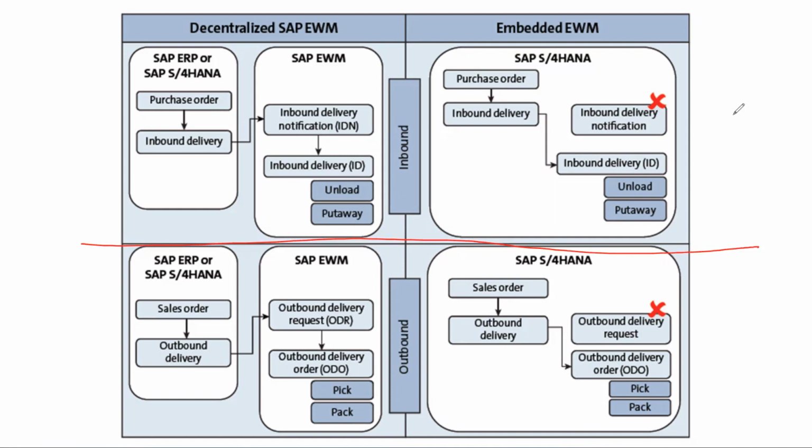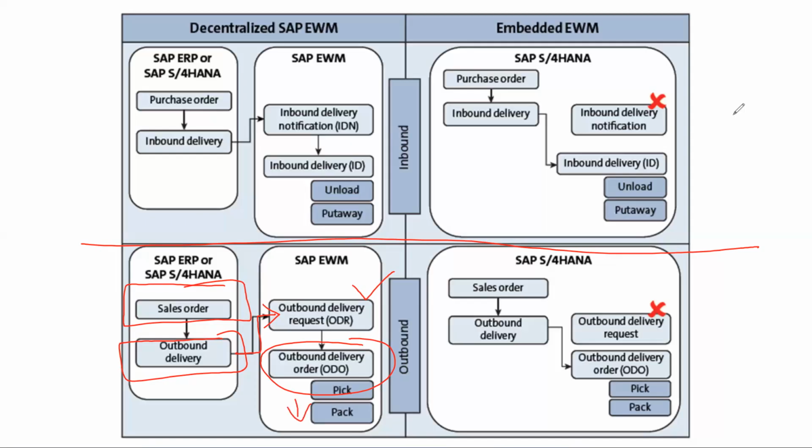In decentralized, first we are going to create the sales order. Based on the sales order, outbound delivery will be generated. Then this outbound delivery will be distributed to the EWM. After that, we're going to create the outbound delivery request. This is the first thing we will do on the decentralized EWM side. Next, we're going to create the outbound delivery order. Then pick, pack, and goods issue. That is one more thing. Goods issue will be done here.